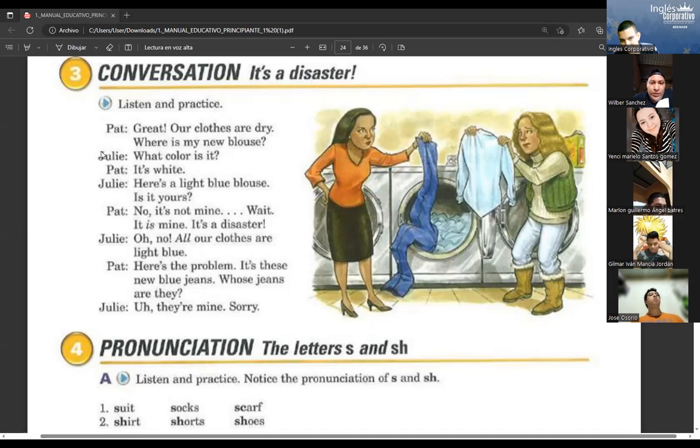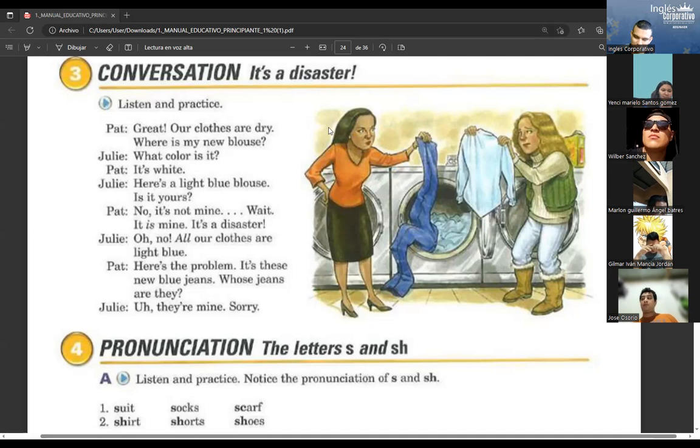Great. Our clothes are dry. Where is my new blouse? What color is it? It's white. Here is a light blue. This is you. No, it's not mine. It's a disaster. Oh no, our clothes are light blue. Here's the problem. It's these new blue jeans. Whose jeans are they? Oh, they're mine, sorry.